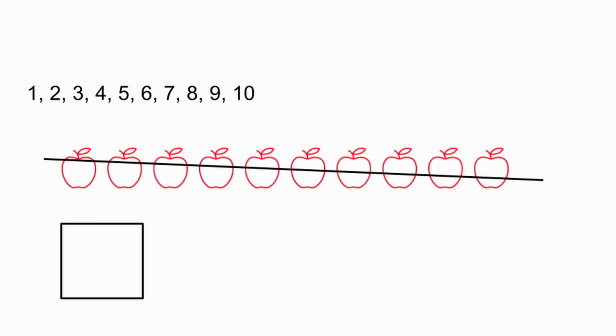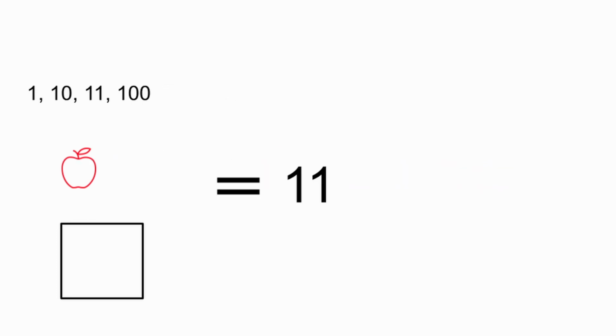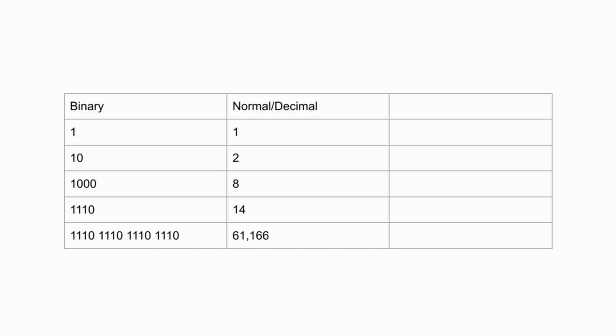Similarly, binary works the same way, but in this case, you only get 1 apple before you put it in a box. That is to say, once you get 2, you have a box, you move it over, and you keep on going. If we understand this, then we can quickly start to understand small values in binary. We can see that a 1 is 1, 10 is our 2, 1, 0, 0, 0 would be our 8.